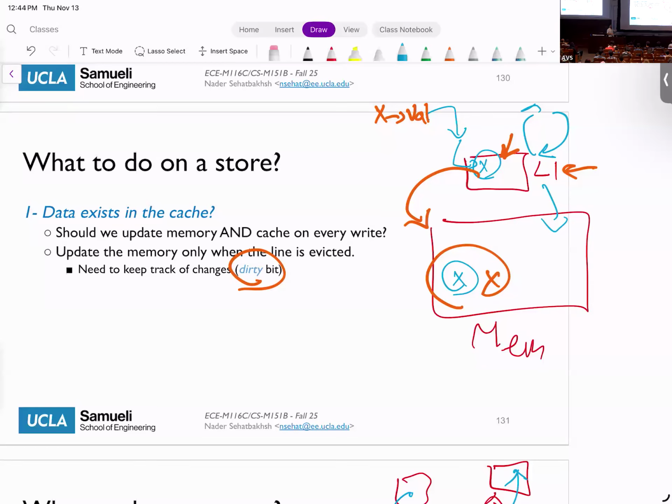Is this the right strategy? Maybe we can forward from one cache to another cache. How is that implemented, and all that? We're going to talk about that. This is called the cache coherency problem.